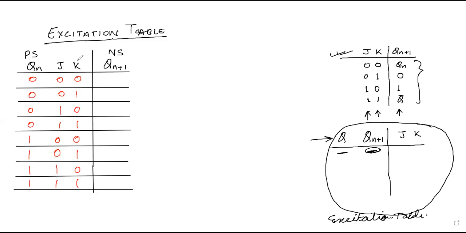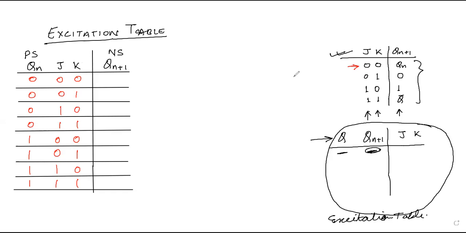Now we have the present state and the inputs J and K values. For these particular combinations, we want the next state. So in the case when J and K both are 0, 0, what is the value of the next state? Here we have given the present state. Okay, so the next state will be equal to the present state.